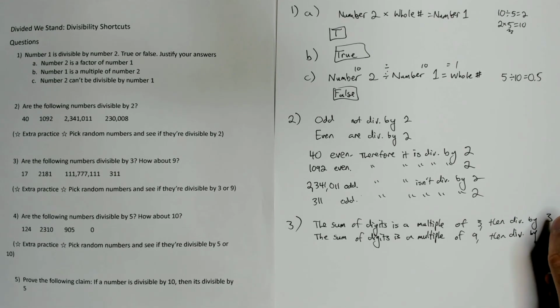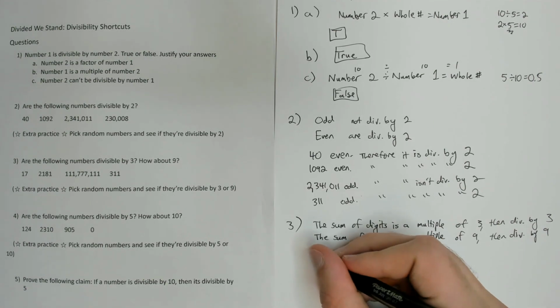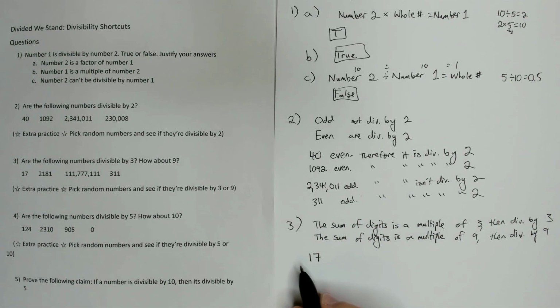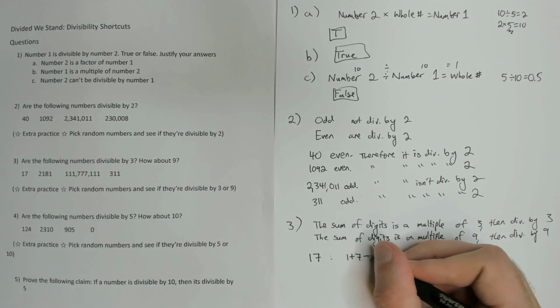And if you want some more details on these rules, you can always go back to the corresponding lecture video. All right, so these are our 2 rules for divisibility by 3 and divisibility by 9. So now let's look at each of the numbers. So 17. Both of these rules involve adding the digits. So we're going to add the digits for 17. That's 1 plus 7, and that's 8.